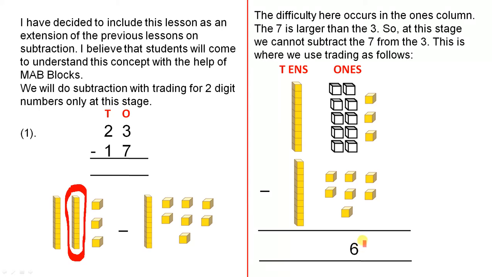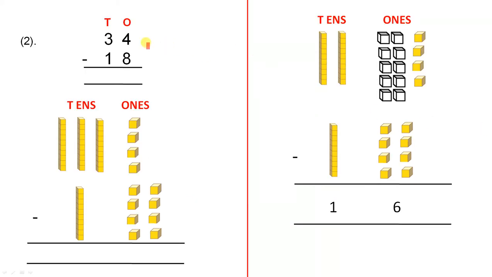Now let's have a look at the next example so that we can consolidate this learning. Example 2, 34 take away 18. Here we have the same challenge. 4 take away 8 we cannot do. So we're going to do some rearrangement.